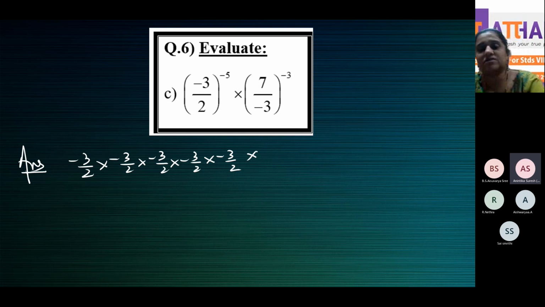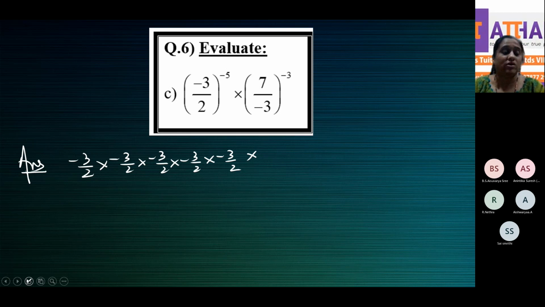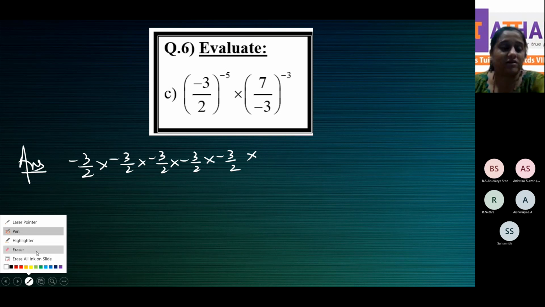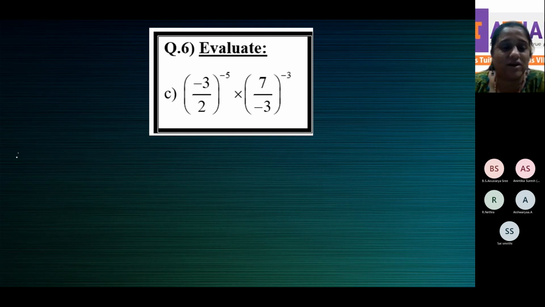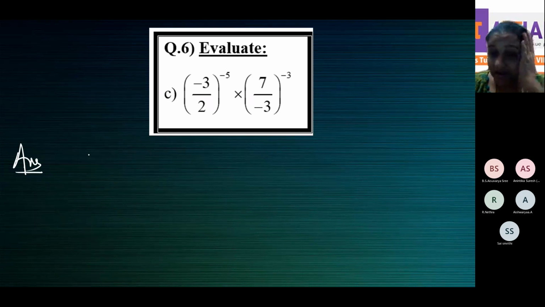Ma'am, I took the reciprocal. Oh, I didn't notice it's to the power minus 5. I'm so sorry. I'm wrong. Oh my God, children, I'm so sorry. Okay. The power is minus 5.